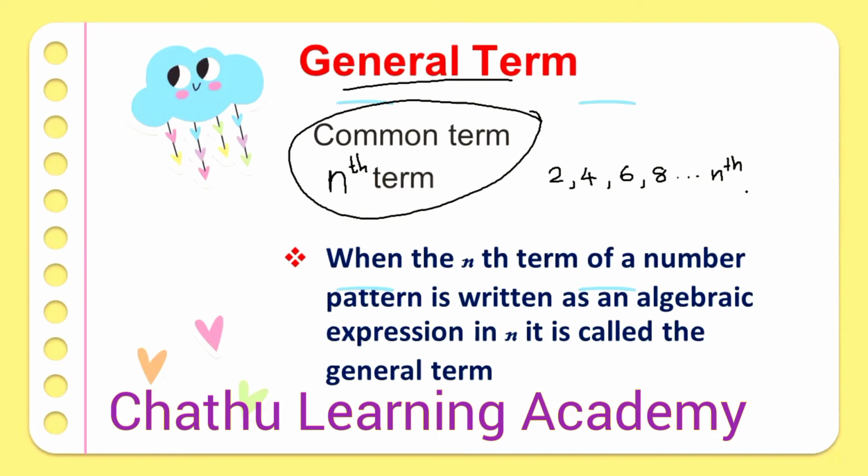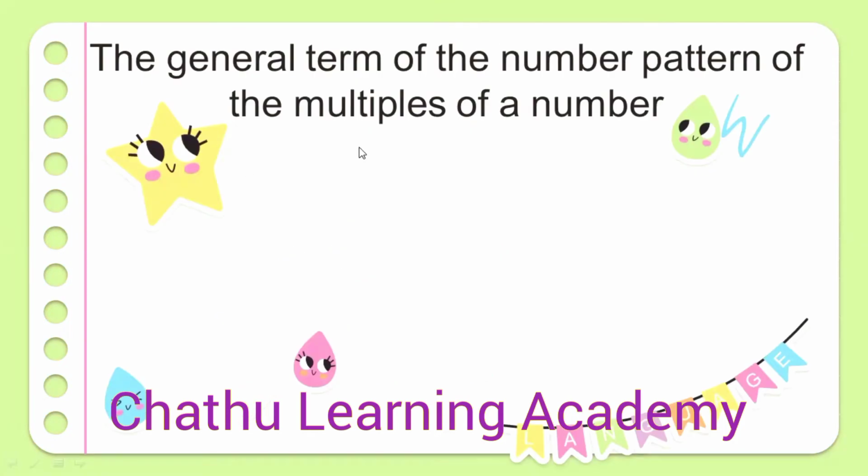When the nth term of a number pattern is written as an algebraic expression in n, it is called the general term. Now we will try to obtain the general term of the number pattern of the multiples of a number. In this part, we consider only the number patterns of multiples of a number.